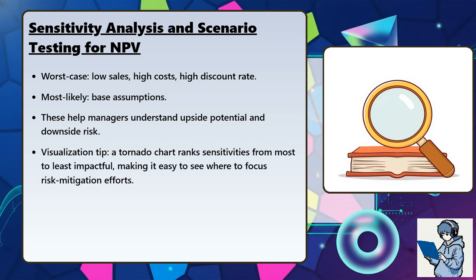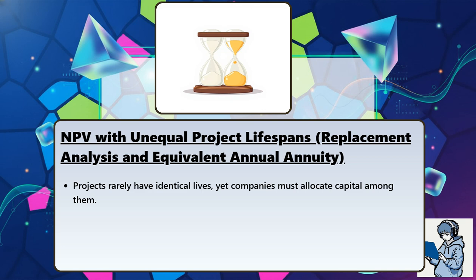Visualization tip: a tornado chart ranks sensitivities from most to least impactful, making it easy to see where to focus risk mitigation efforts. Projects rarely have identical lives, yet companies must allocate capital among them. Two common tools help compare unequal length projects.